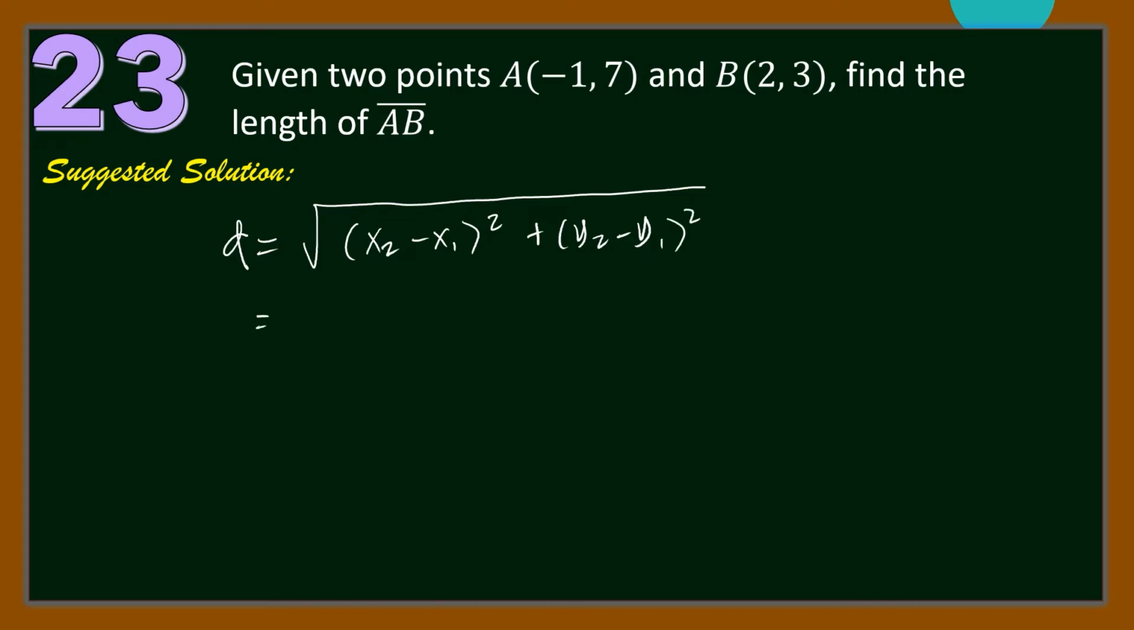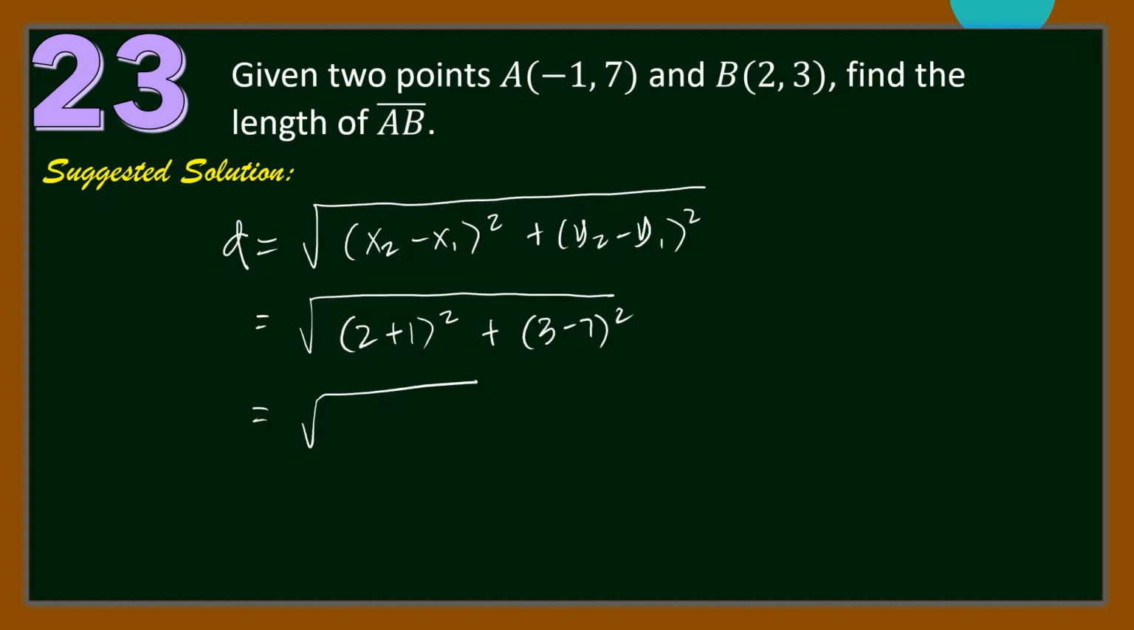Substituting the coordinates of the 2 points, then we have (2 - (-1))^2 + (3 - 7)^2. So we have the square root. 2 minus negative 1 is 2 plus 1 squared, so that is 9. 3 minus 7 is negative 4 squared, that is 16. Then the distance between points A and B, that is the length of segment AB, is equal to the square root of 25, that is equal to 5 units.